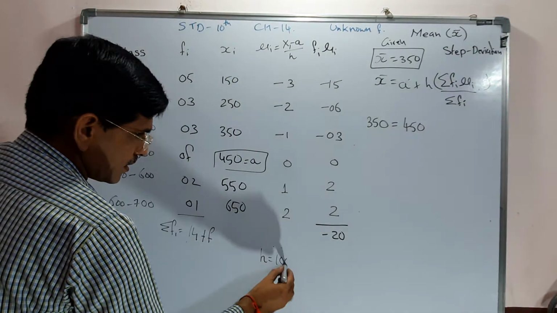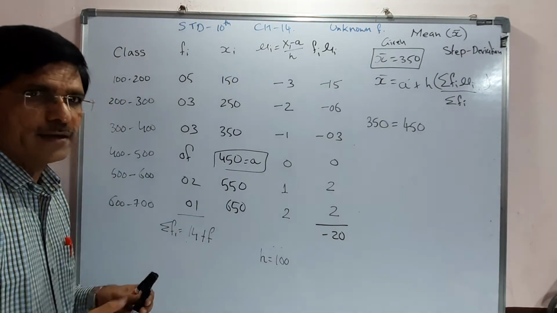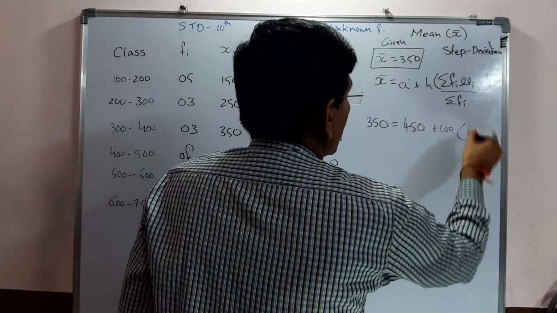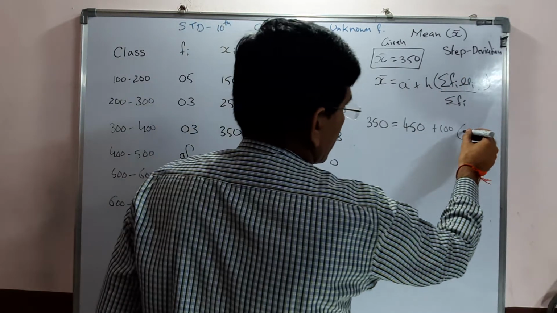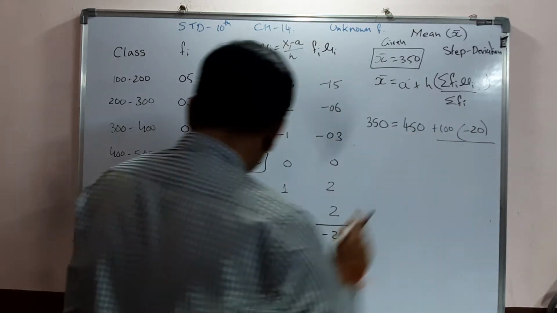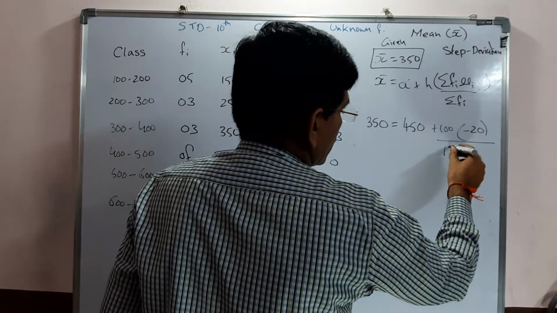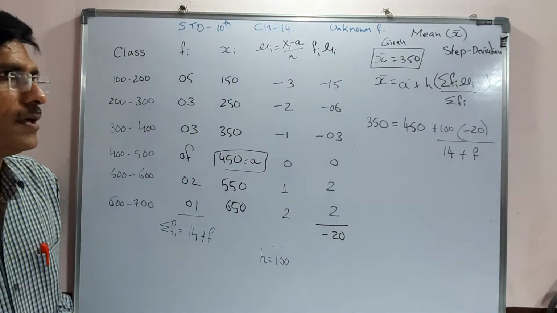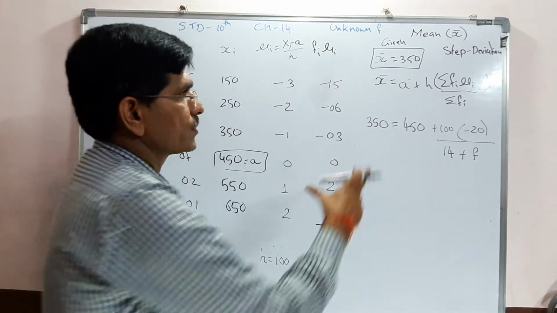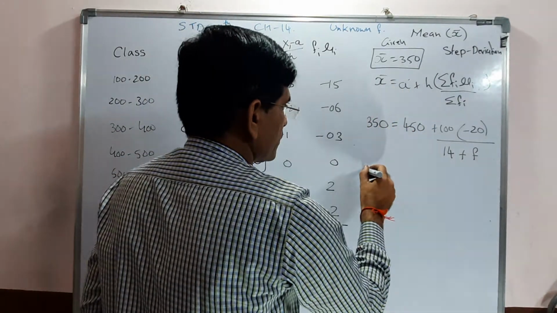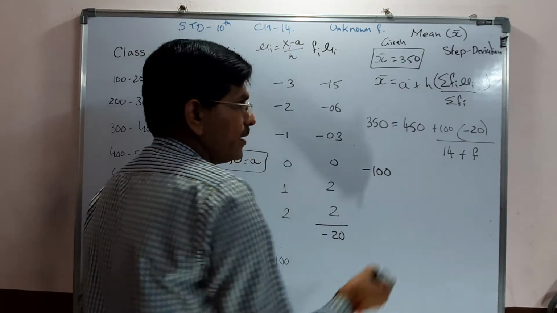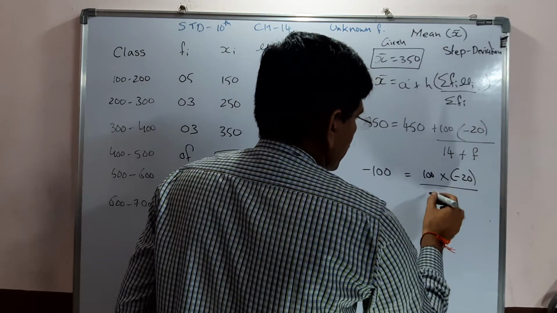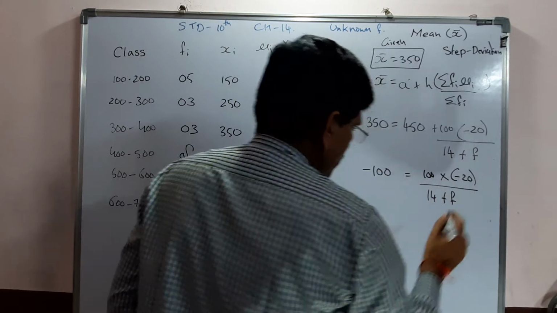So the difference is 100, so the class size is 100. h means class size, so plus 100. Then I have to write minus 20 upon 14 plus f. So 350 is equal to 450 plus 100 times minus 20 upon 14 plus f. So 350 is equal to 450, so minus 100 is equal to 100 multiplied by minus 20 upon 14 plus f.